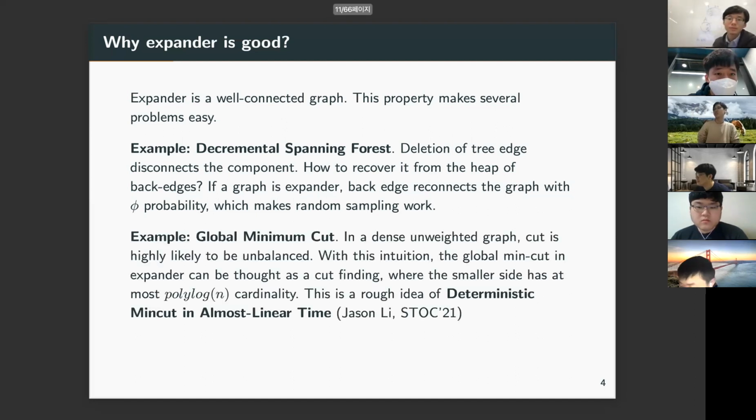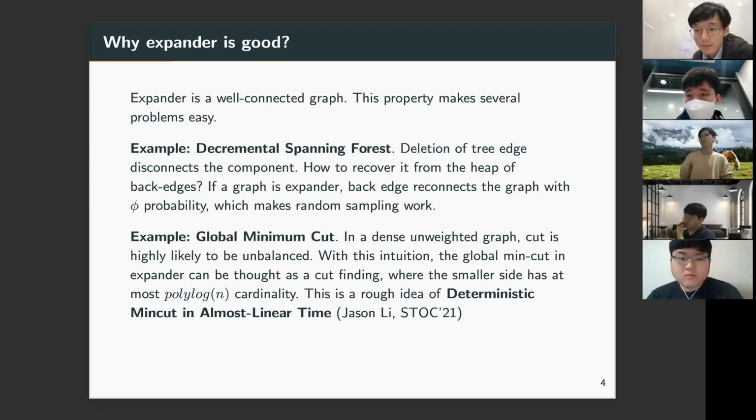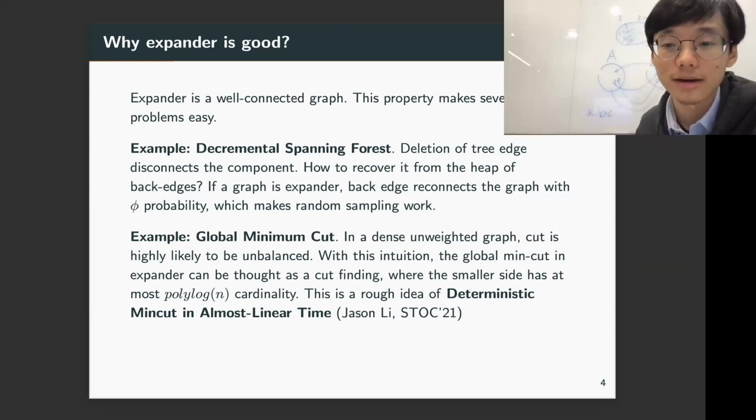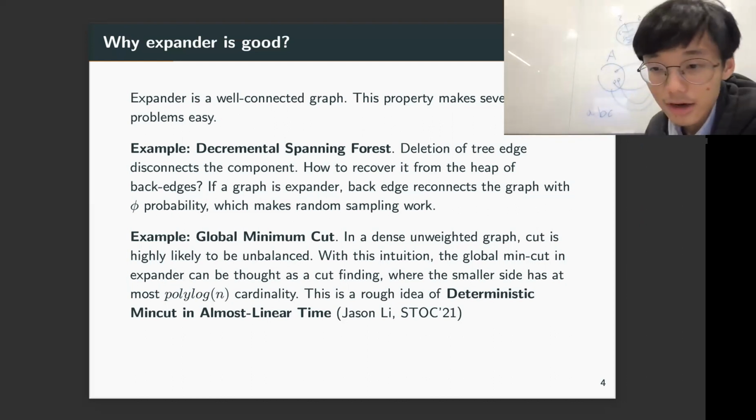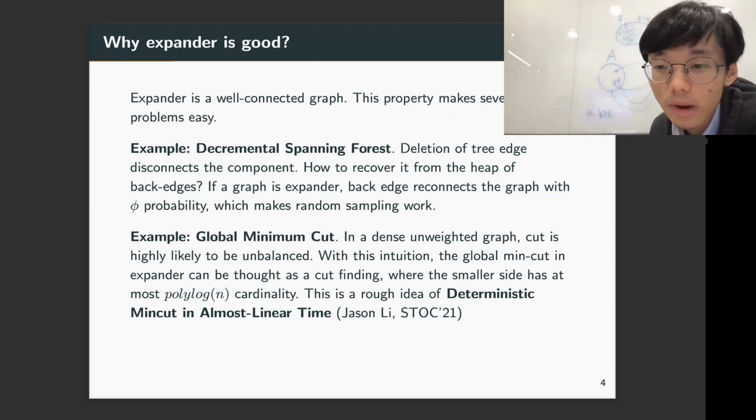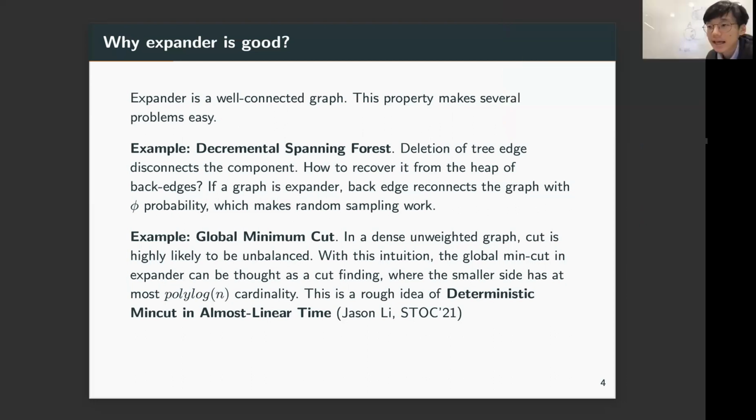Another example is the global minimum cut. As we talked about earlier, in a dense unweighted graph, a cut is highly likely to be unbalanced. With this intuition, the global minimum cut in an expander can be thought of as finding a cut where the smaller side is really small, at most polylog in size. So it's kind of exponentially small.